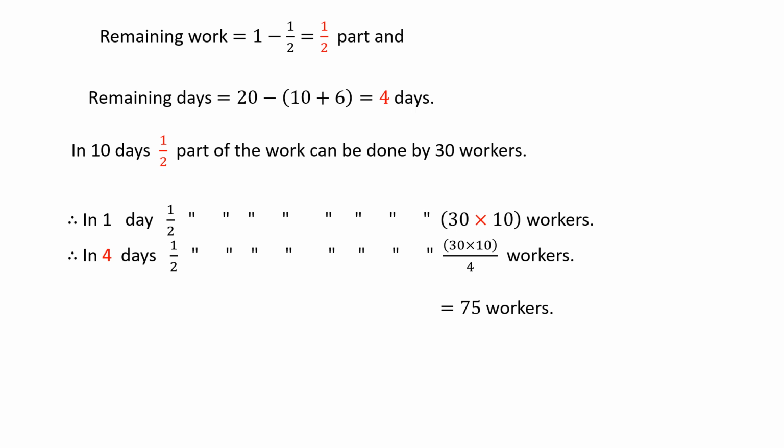So do not divide it, because you need more workers if you want to complete the total work in 1 day. So in 4 days, the remaining 1 by 2 portion of the work can be done by 30 times 10 divided by 4 workers. That means 75 workers. This time you need to divide, because the previous line was in 1 day and now you are on 4 days, so you have much more time and need fewer workers. So the number of additional workers is 75 minus 30 equals 45, because initially we had 30 workers. That completes the problem, 45 workers.